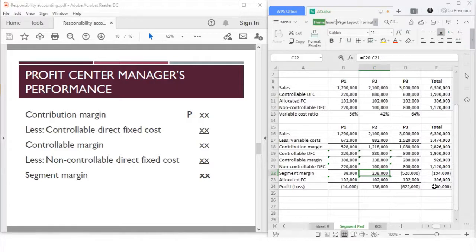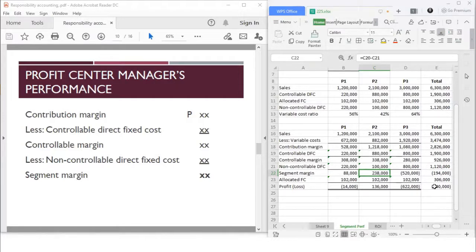So, given this information, at first glance you can say that product 3 has a negative segment margin. So you can say that the product line is not performing well because its segment margin is negative. So it could be the basis for the organization on whether they would continue producing the third product, or terminate or stop the production of the third product, because in the end it has not earned anything, it is not an earning product.